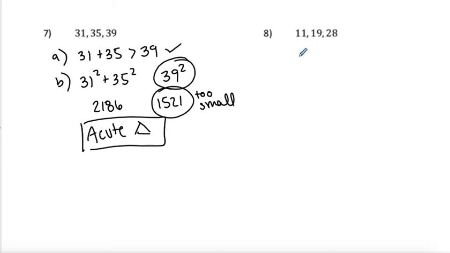And on our last one, okay, part A, check to see if we have a triangle. 11, 19 are two smaller lengths. Is that bigger than 28? So 11 plus 19, okay, that's 30. 30 is bigger than 28. So part 2, let's see what kind of triangle we have that's formed here.